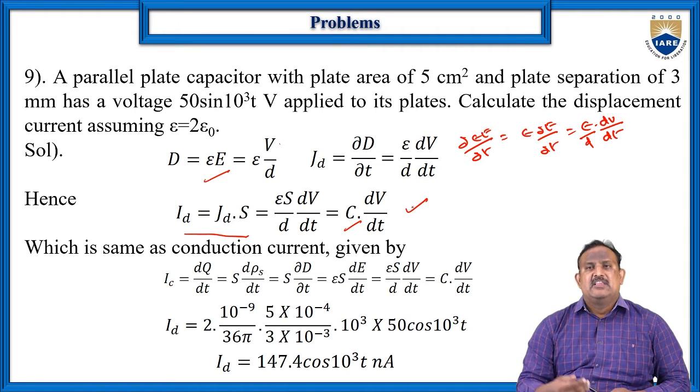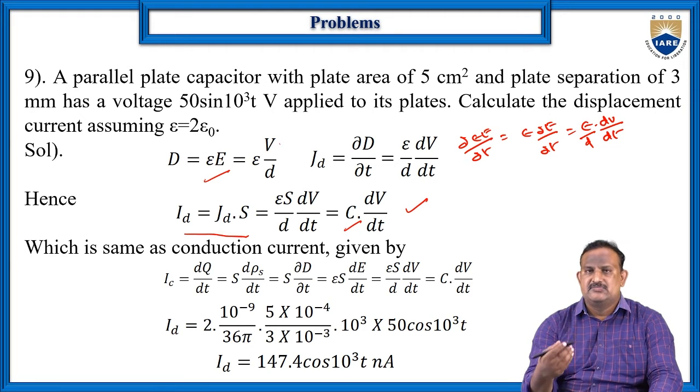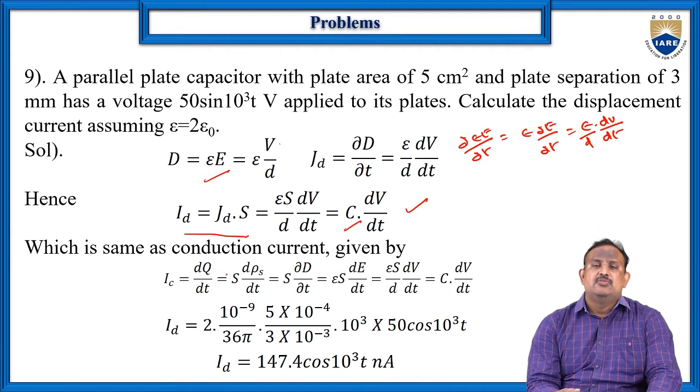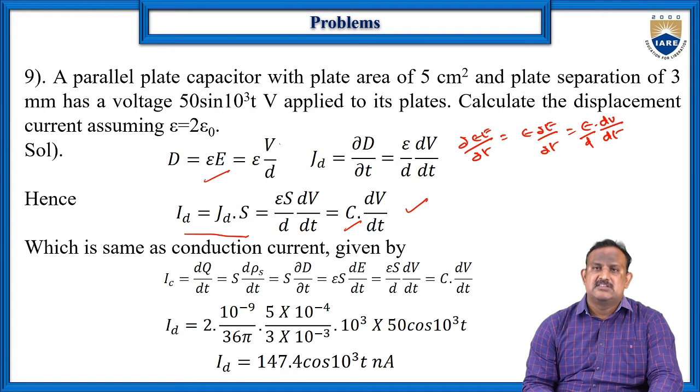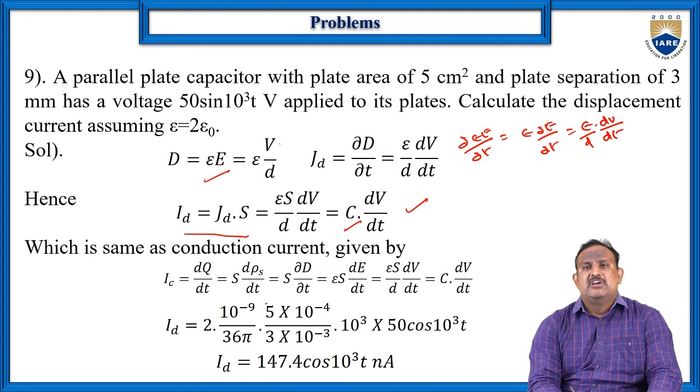This is the same as the conduction current. The conduction current in a capacitor, that is I_C, is equal to dQ by dt. Therefore, the current I is equal to the rate of change of charge, so I is equal to dQ by dt. Q is nothing but the charge, which is equal to surface area into surface charge density. Therefore, we can write S into rho_S, where rho_S is the surface charge density and S is the surface area. Therefore, we can write S into d rho_S by dt.